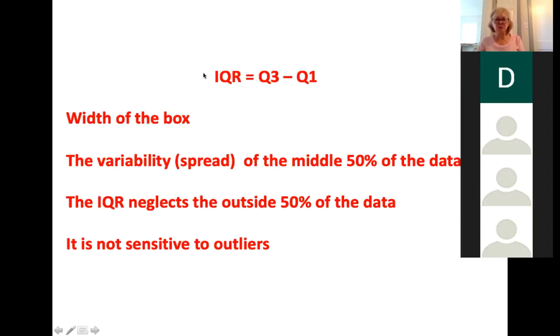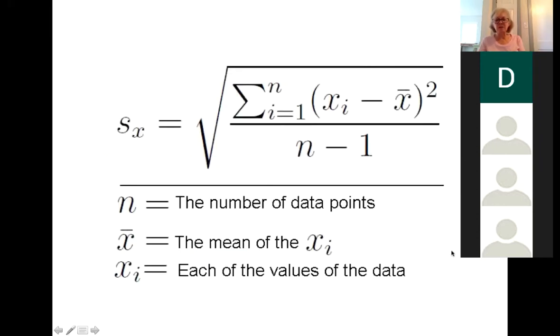Here it is. What is the IQR? It's the difference between the third and the first quartile. In layman's terms, it's the width of the box. In layman's terms, it measures the spread or the variability of the middle 50% of the data. It totally neglects the outside 50% of the data. It is not sensitive to outliers. It pretends there are no outliers. It doesn't care.